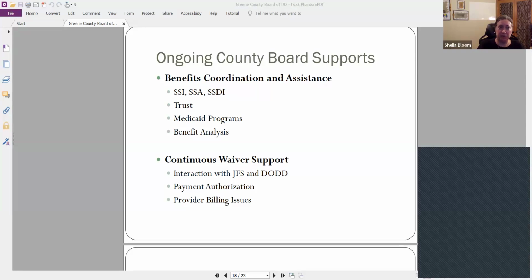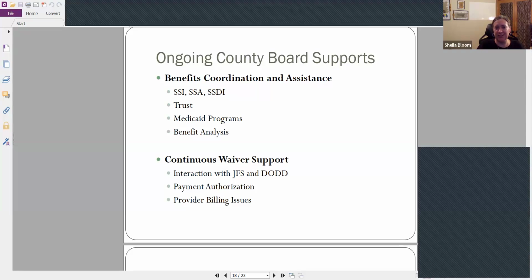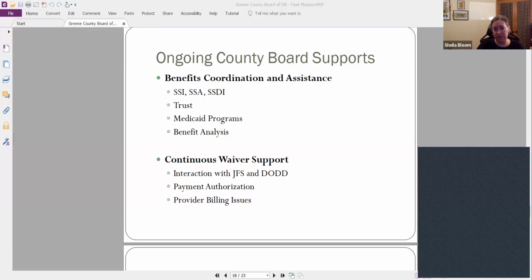As again, everybody returns to a new normal after COVID, Medicaid is starting to look a little bit more at their redeterminations and their annual processes. So we've had some hiccups with paperwork with families, folks getting letters that they may or may not understand. Your SSA or our benefits coordination staff are more than happy to answer those questions and be a resource for that as well.